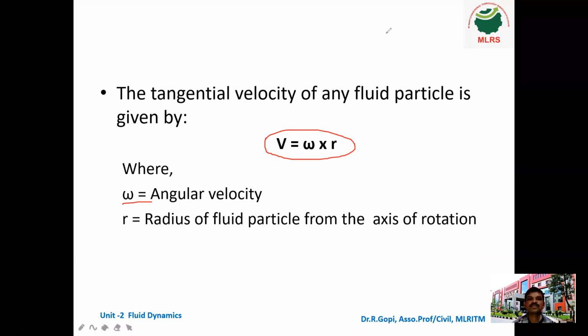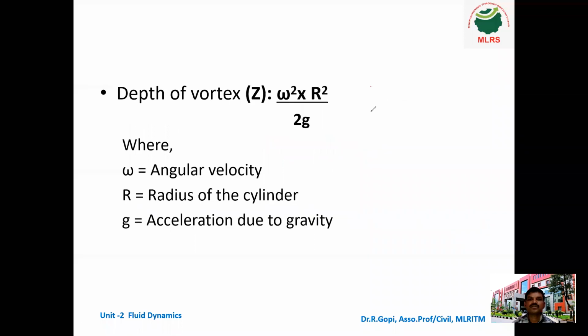So next, depth of vortex. What is meant by depth of vortex? Suppose a container is there. Initially this is the water level, this is the water height. After the vortex is given, the flow takes place like this. This is called Z, the depth of vortex.